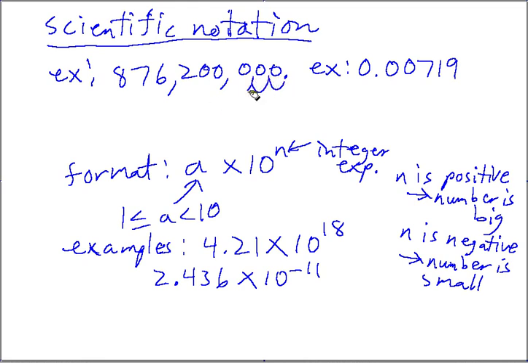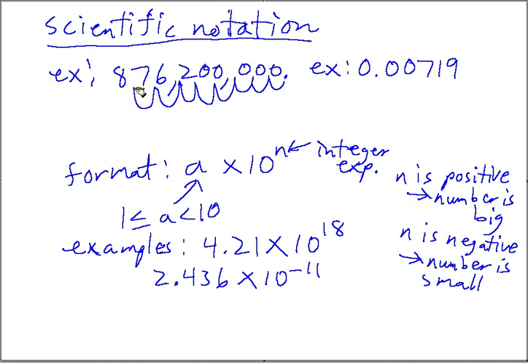So 1, 2, 3, 4, 5, 6, 7. Do I stop at 7 here? Well, no, I don't. If I stop right here, then I get 87.62. But 87.62 is not between 1 and 10. So I need to keep going. Again, I keep going until I get a number between 1 and 10. That's really the bottom line here.